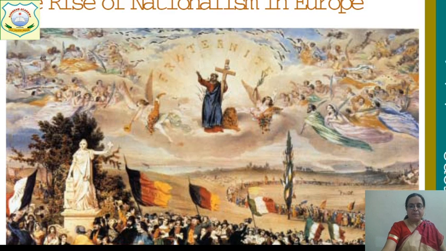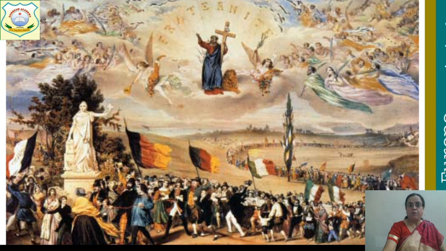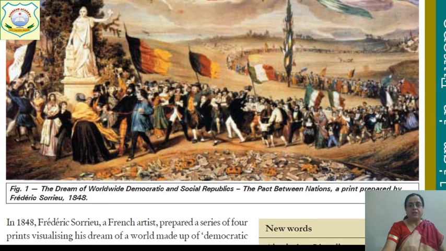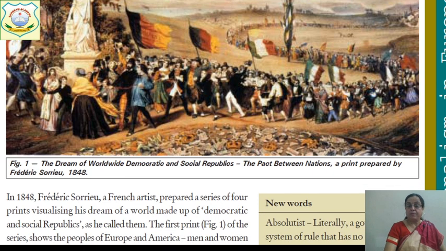You can see a famous painting which was painted by whom? By Frederick Sorio children. So a famous painting which was painted by Frederick Sorio, and to remember that he was a French artist. Okay, so Frederick Sorio, who was a French artist, in 1848 he prepared a series of 4 prints visualizing his dream of a world made up of democratic and social republics, as he called them. So you can see the picture which was painted by Frederick Sorio on the screen.